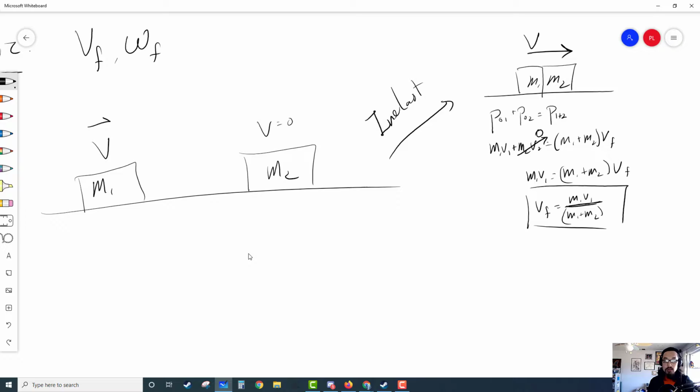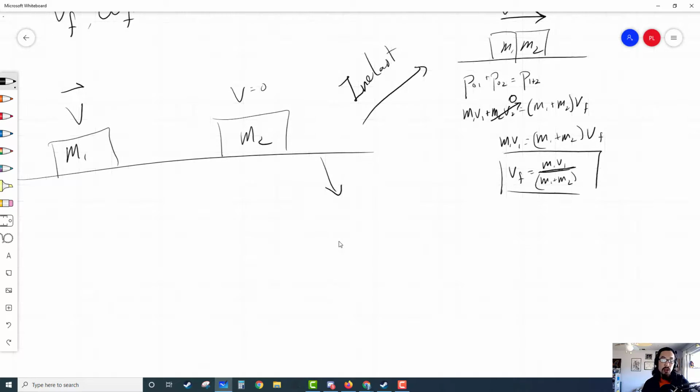Now let's do an elastic collision, where they hit and they bounce off. To make things easier, let's just say that they bounce off with the same velocity. So they hit, m1 is going to go this way, and m2 is going to go this way. We want to know the final velocity of m2.